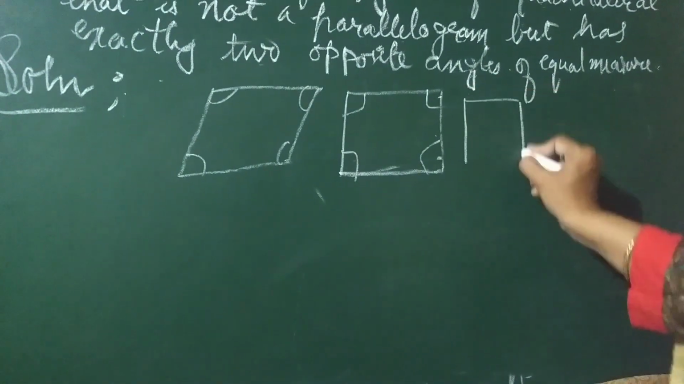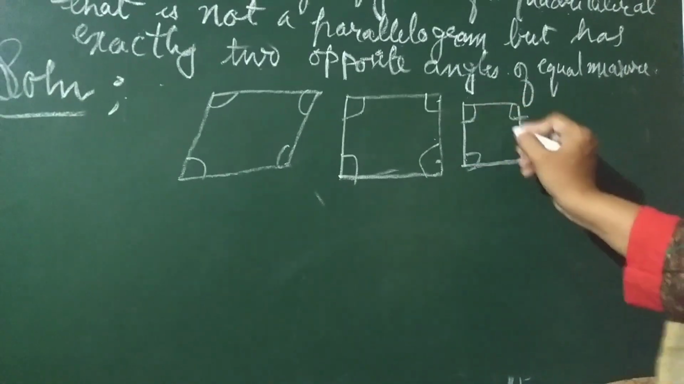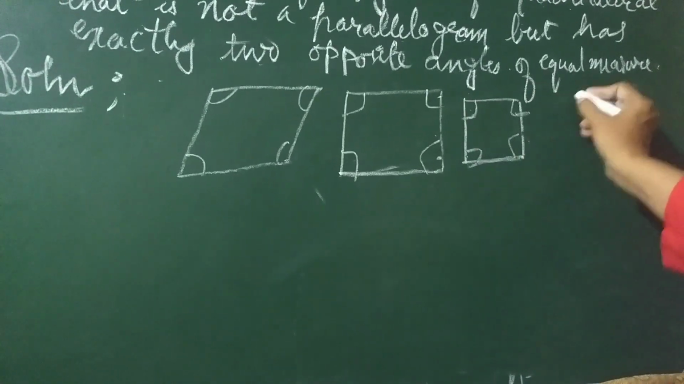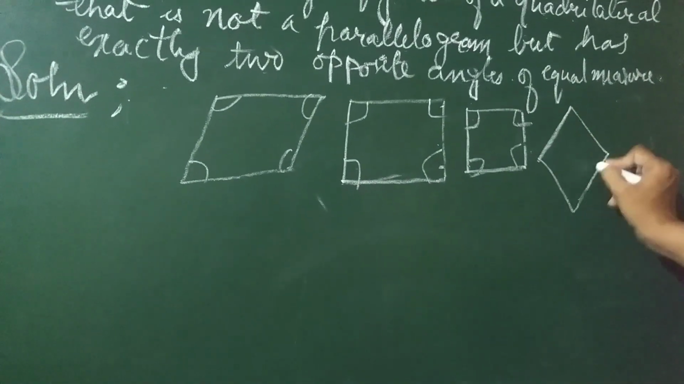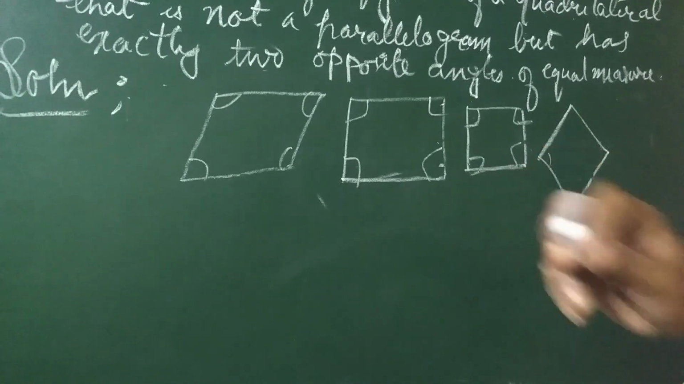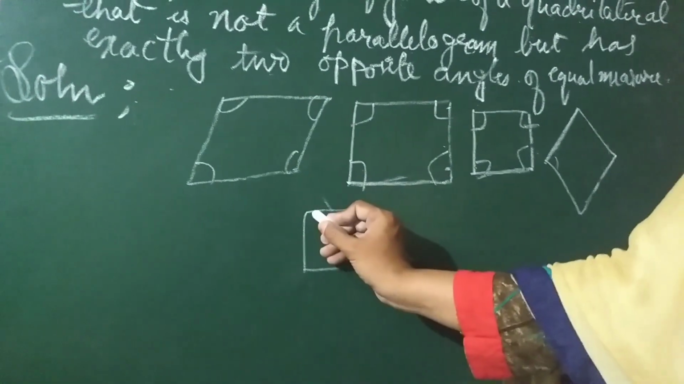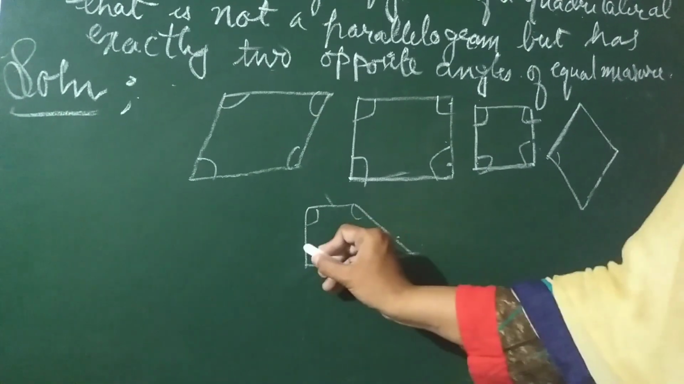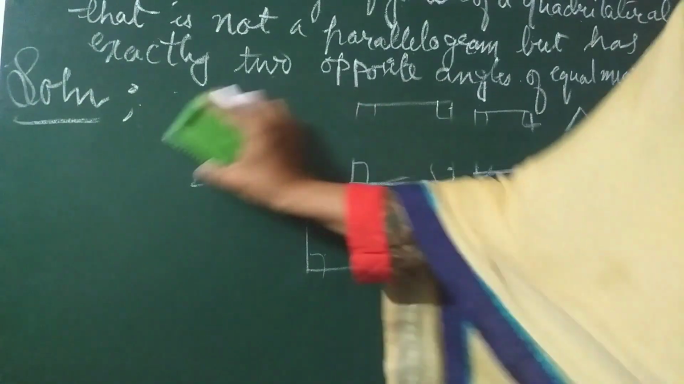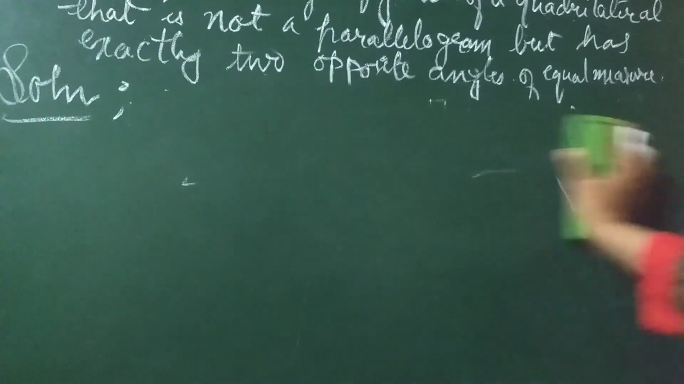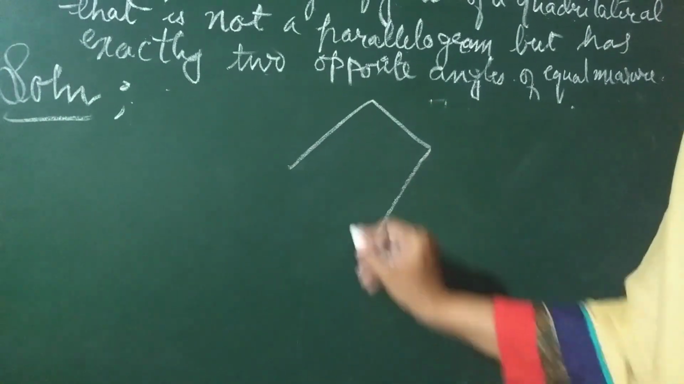And we know the square also has opposite angles equal, whereas in the case of a rhombus also we know that opposite angles are equal in measure. But about the trapezium, we know that we don't have opposite angles equal. Let us see the quadrilateral which has one pair of opposite angles equal.